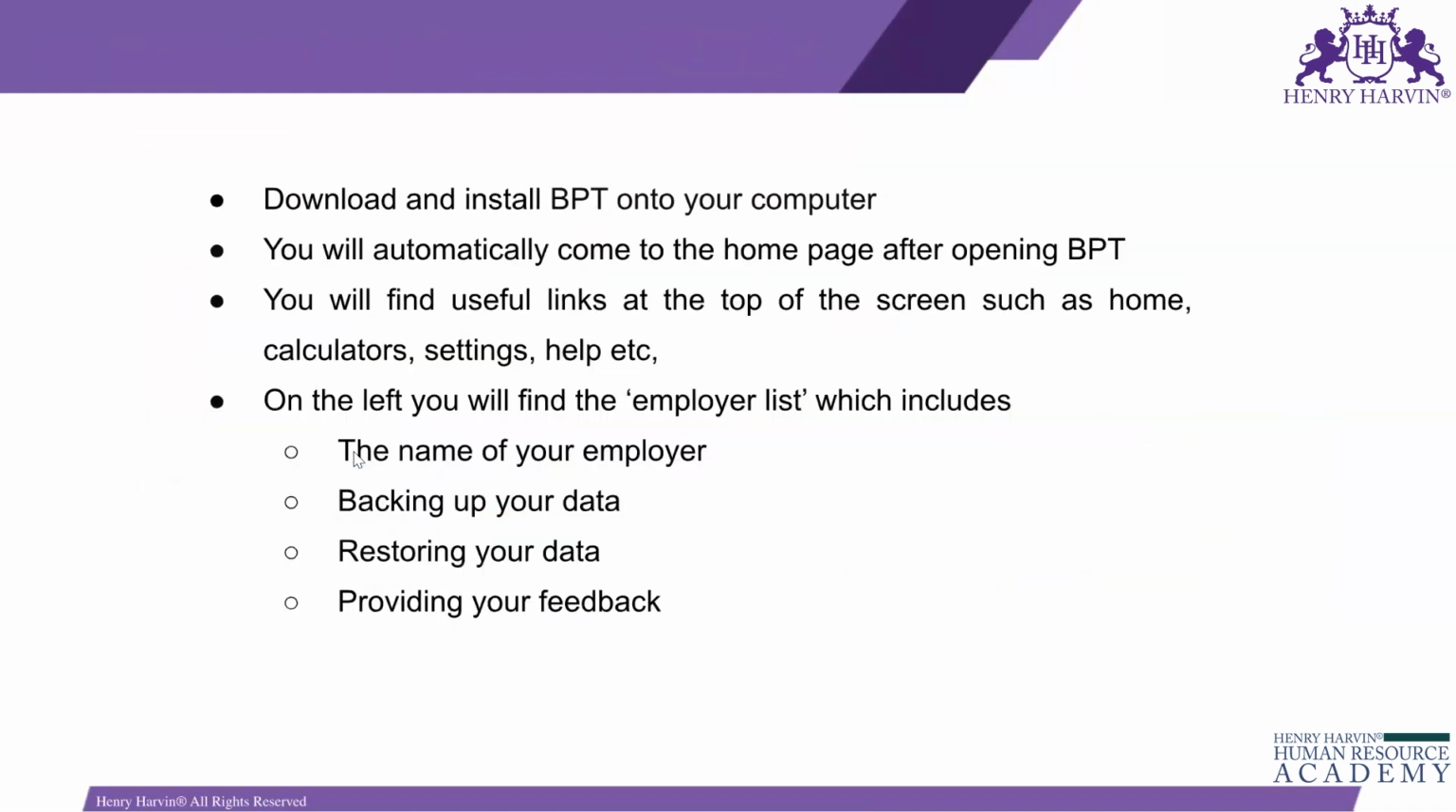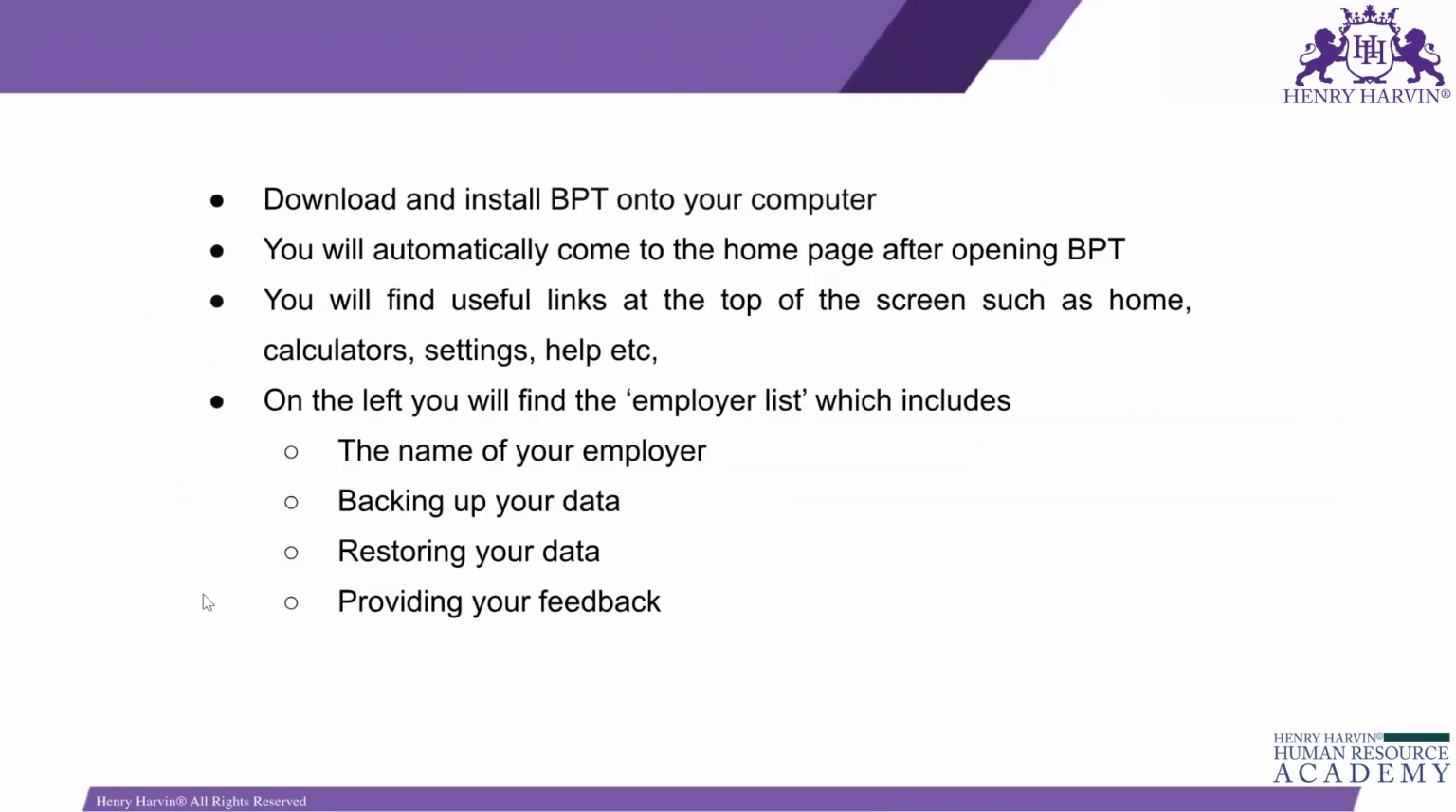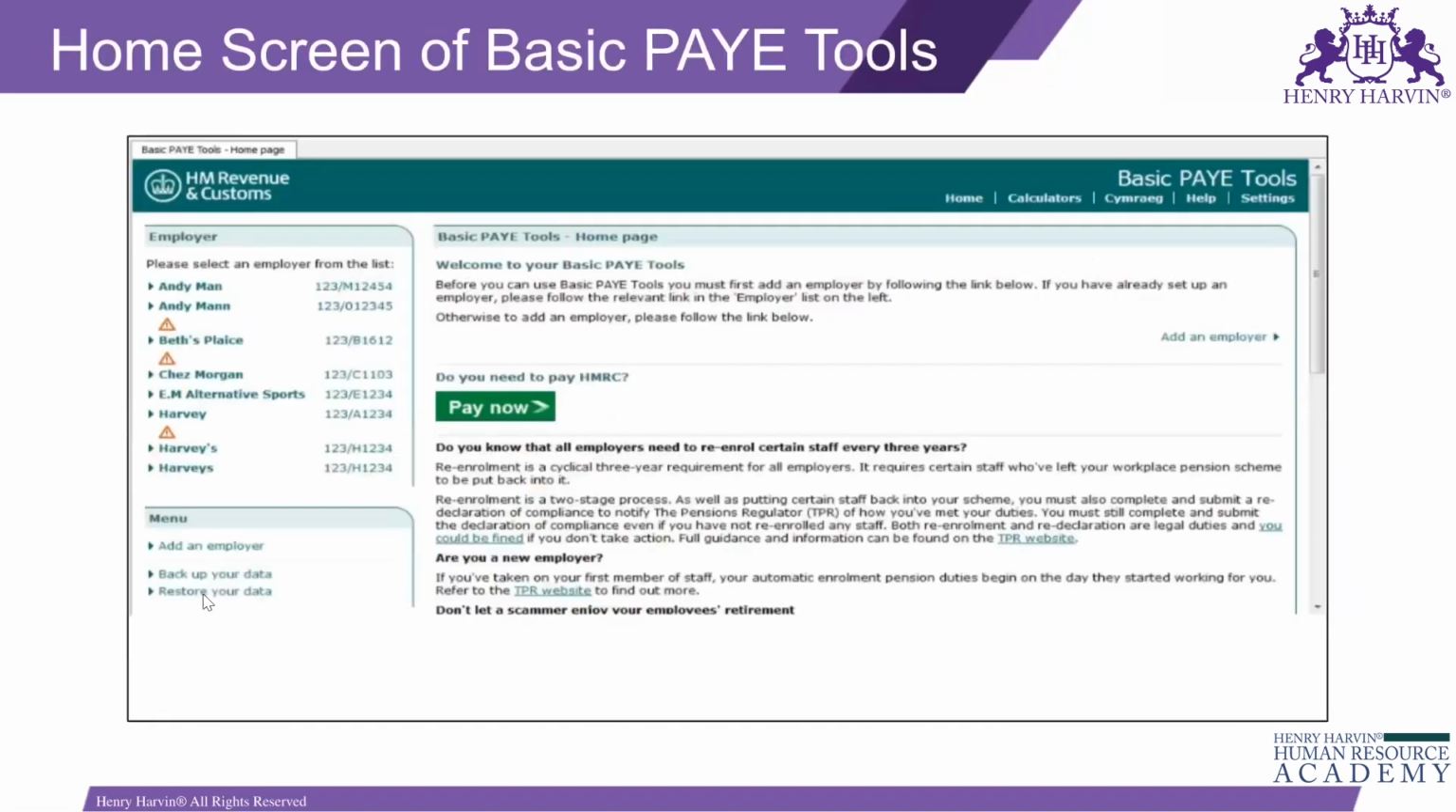Okay. So this is download and install BPT onto your computer. Okay. So basic pay tool. This is called as BPT, you can install on your computer. You'll find useful links at the top of the screen, such as home, calculus, I've explained you. On the left, you'll find the employer list, which includes the name of your employer, backing up your data. Okay, you see this option, back up your data, restore your data. So this is also the option they will give you, and providing your feedback.